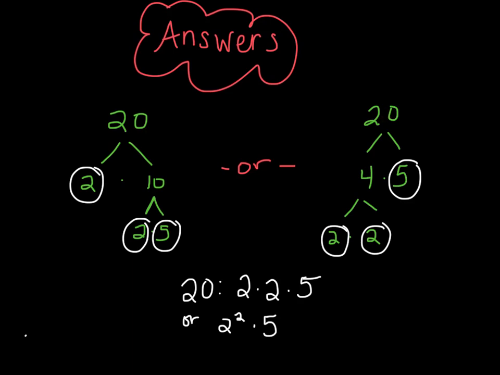So for 20, you could have started with the factor pairs of 2 times 10, and then 2 is prime and 10 is composite, so you had to break 10 down farther into 2 times 5. Or if you chose to start your factor pairs with 4 times 5 over here, then 5 is already prime, and then 4 is composite, so you would have broken that down into 2 times 2. But like we're starting to see, every single time if you use correct factor pairs, you're going to end up with the same prime factorization no matter what. So either way, you should end up with 2 times 2 times 5, or you can write that as 2 to the second power times 5.